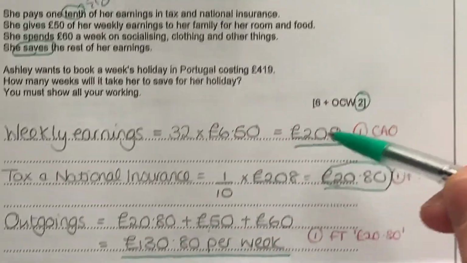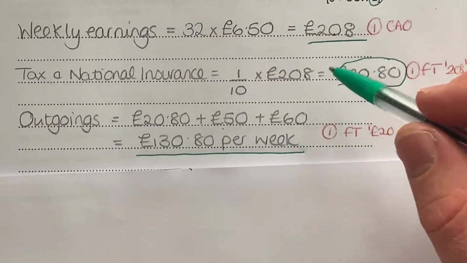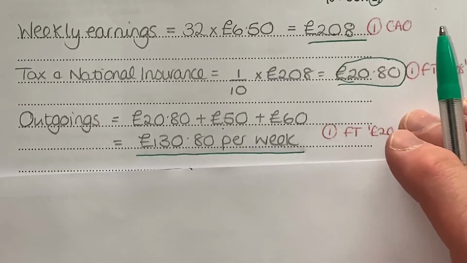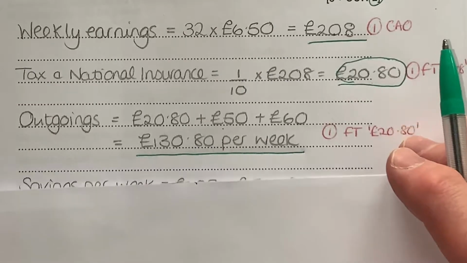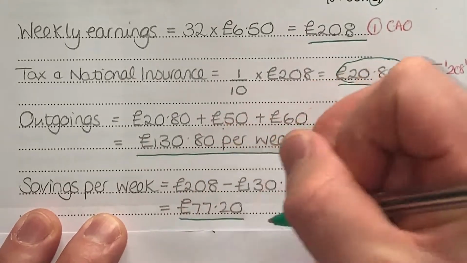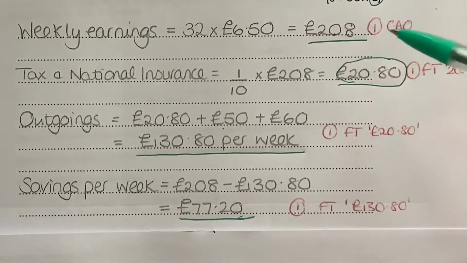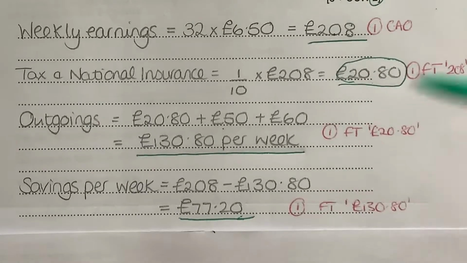So remember, 208 is what she earned. £130.80, or 80 pence, is what she loses. So to find out what's left, because that's obviously what she saves, I take it away. Okay, so £77.20 a week she is saving. All right, so if you've got all the way up to there, you've got yourself 4 out of 6 marks.